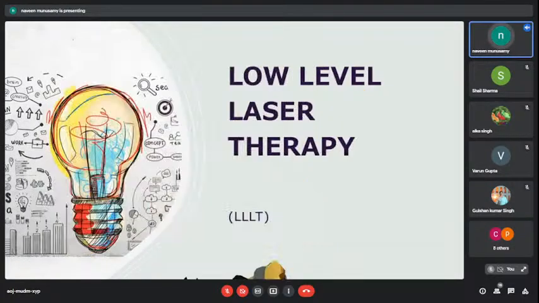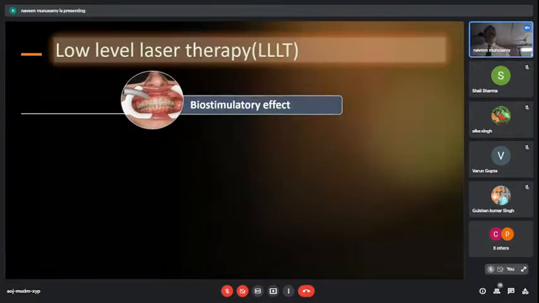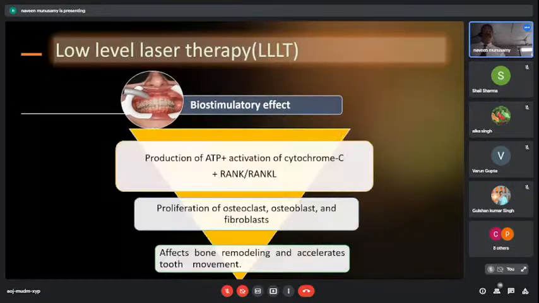Now, coming briefly to low-level lasers. As my previous speaker, Dr. Sarabjit Singh, has said, a lot of research has been done on low-level lasers also. Low-level lasers work on the principle that when we apply laser radiation onto the cells, the cells absorb this energy and it causes biostimulation. Because of this biostimulation, there is production of energy, production of ATP. Because of this production of ATP, there is activation or upregulation of the RANKL pathway, and because of this, there is an increase in the rate of tooth movement.